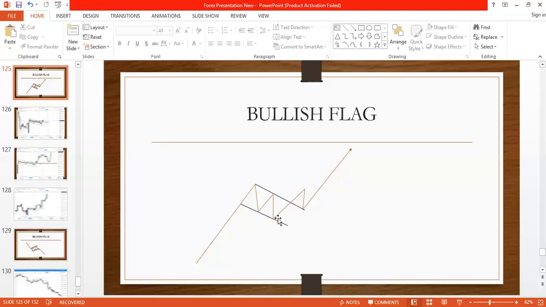If it comes and hits your stop loss, no problem. A loss is part of the game. You dust yourself up and look for another good entry for another trade. So, without wasting much time, let me quickly show you a live analysis of what happened.